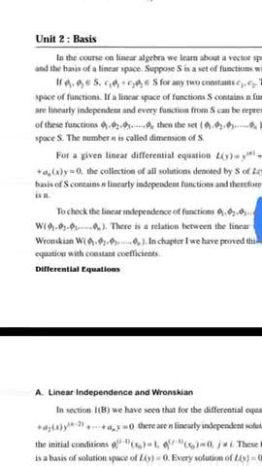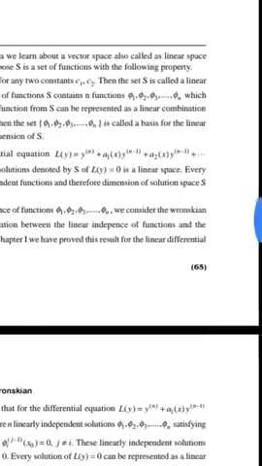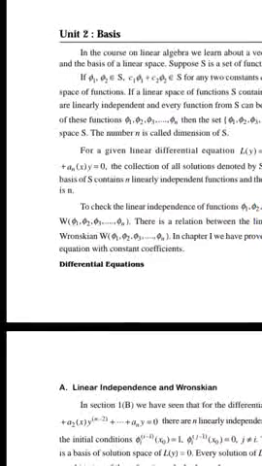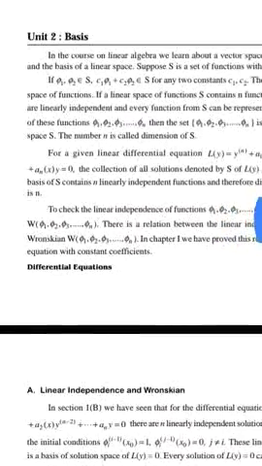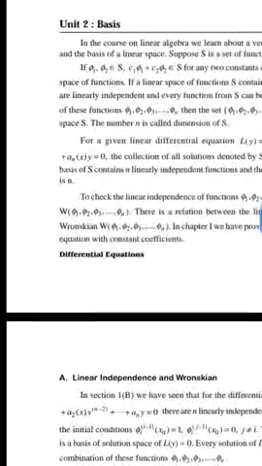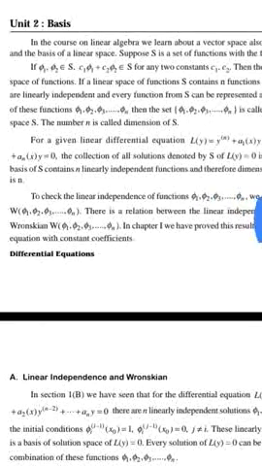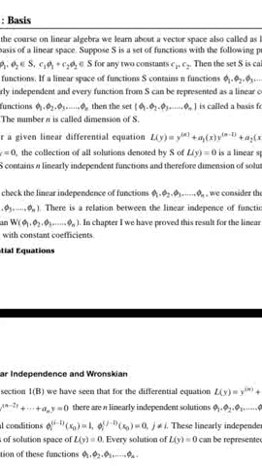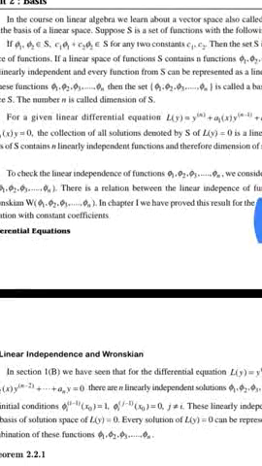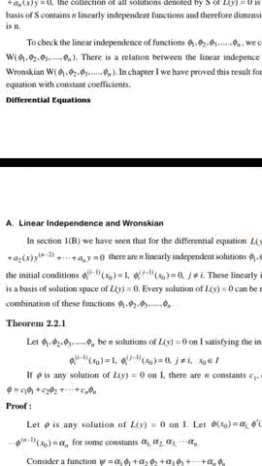To check the linear independence of the functions phi1, phi2, ..., phi n, we consider the Wronskian W of phi1, phi2, ..., phi n. There is a relation between the linear independence of the functions and the Wronskian W of phi1, phi2, ..., phi n. We saw this in the chapter on differential equations with constant coefficients. Therefore, we go towards linear independence and the Wronskian.